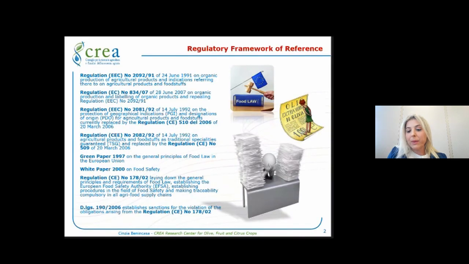The legislation is very important because it lays down the general principle of food law, establishing the European Food Safety Authority, making traceability compulsory for all food and feed businesses. However, the veracity of the indication concerning the origin of olive oil is an extremely delicate aspect, which is increasingly proposed as a critical element in the field of food fraud.